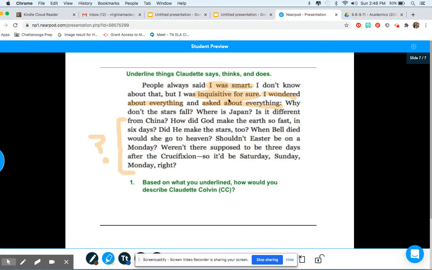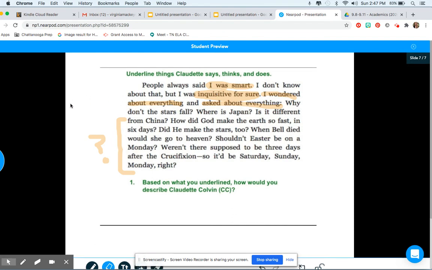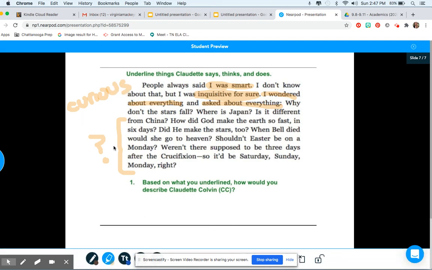So I've highlighted some things she said. I noted that these were some questions that she likes to ask herself. That probably tells me a little bit about what this word inquisitive means. She's inquisitive, so she wonders about things. She asks about everything, and so these questions prove that she's inquisitive. Another word for inquisitive is curious. Let me spell that out for you: curious. She's curious.